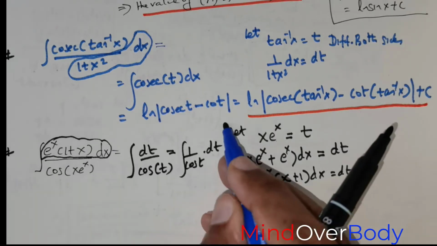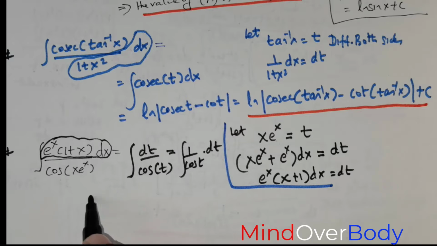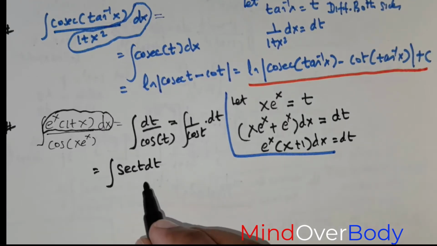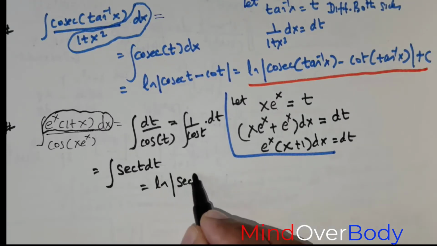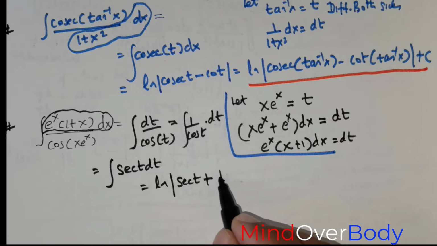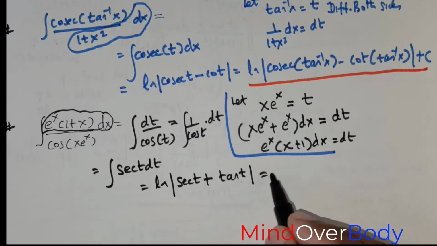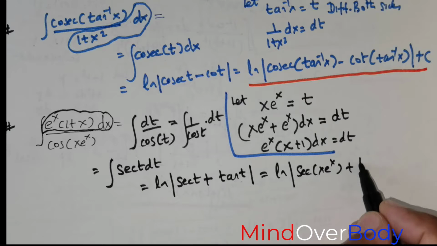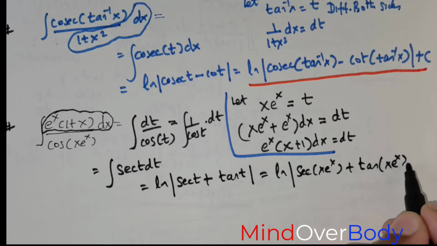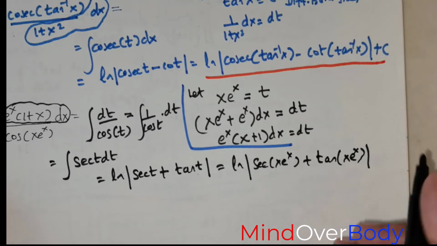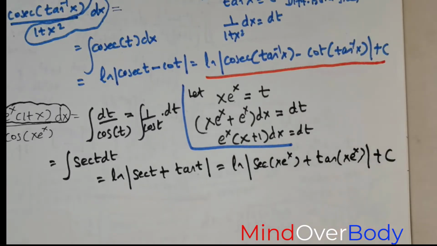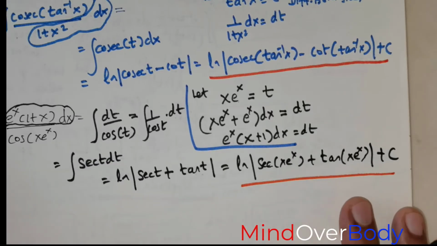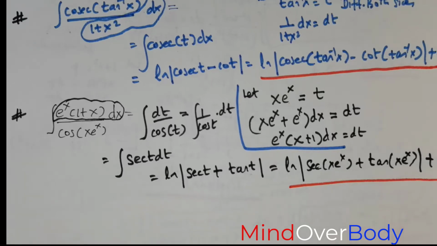Now let me block this. And what is 1 over cos t? That's nothing but secant t. And what is integral of secant t? That is nothing but ln of secant t plus tan t, right? And what is t? That's going to be ln of secant of x times e raised to the power of x plus tan of x times e raised to the power of x, plus arbitrary constant c. So this is the final solution, and this is a good place for us to draw the red line. So that completes the solution for this question, students. We'll move on to the next one.